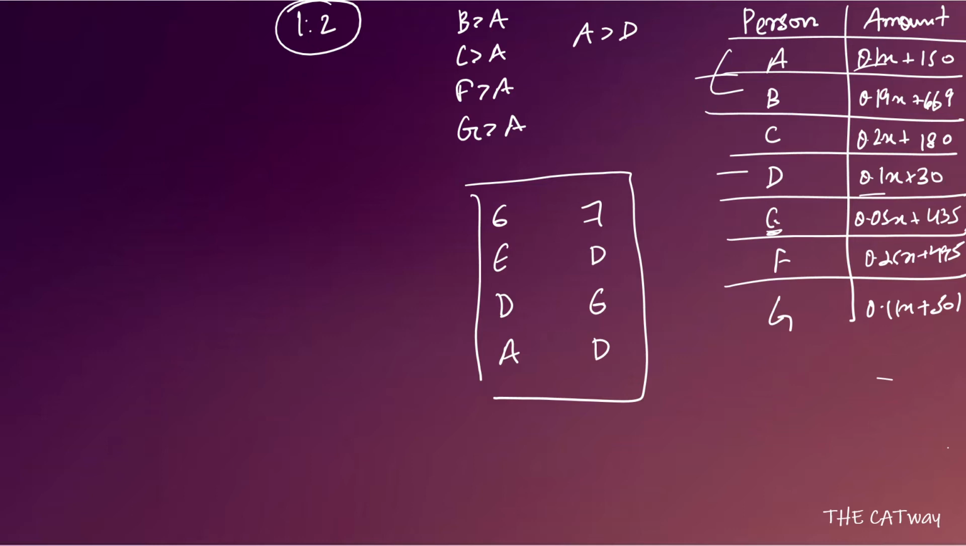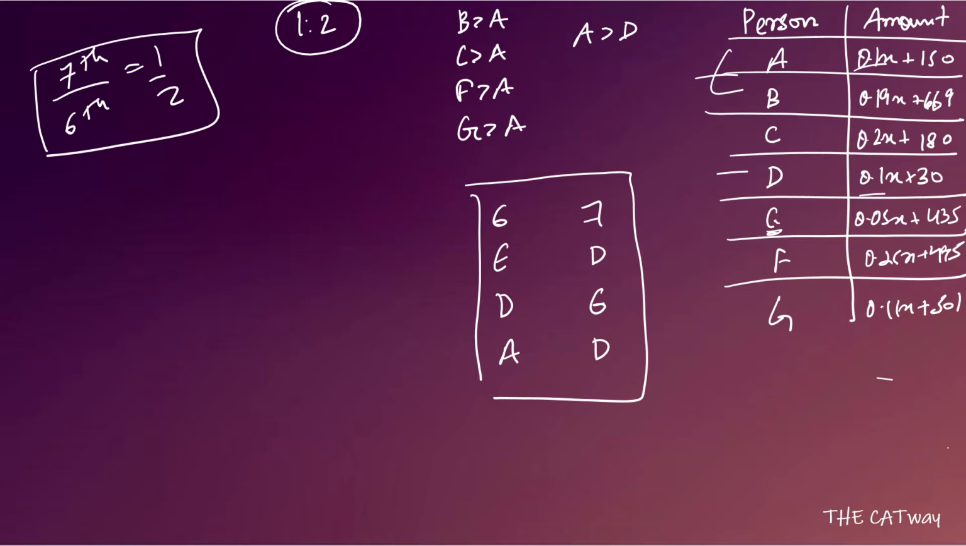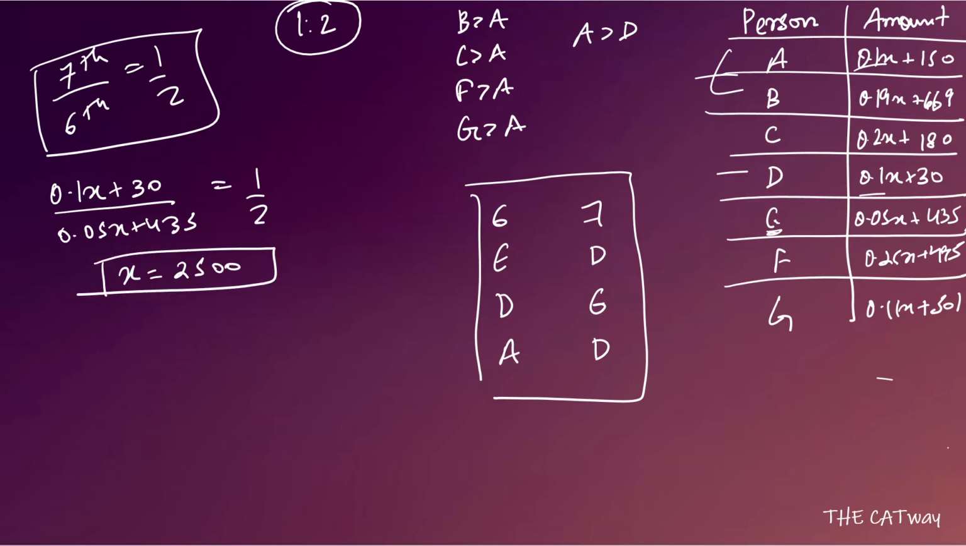So the equation we will write is, because we have the 7th by the 6th equal to 1 by 2. So we will write 0.1x plus 30 divided by 0.05x plus 435 is equal to 1 by 2. Solving this, we get x is equal to 2500. When x is 2500, the initial money with D was rupees 280, the initial money with E was rupees 560, and the initial money with A was 400.